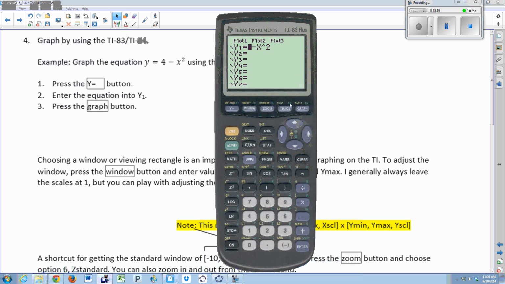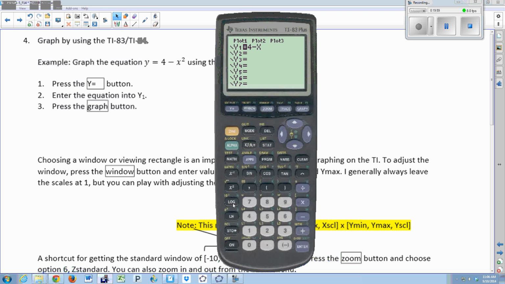Okay, so you enter the equation. Let me clear it. Just like you read it, 4, and then make sure you hit your subtraction button here, because that's what that dash stands for, subtraction, take away. Then your x is right up here, the X,T,n,theta button, but you just hit that and you'll get the x.